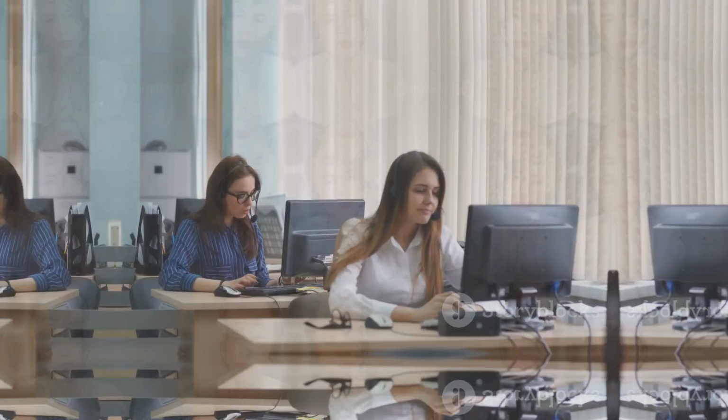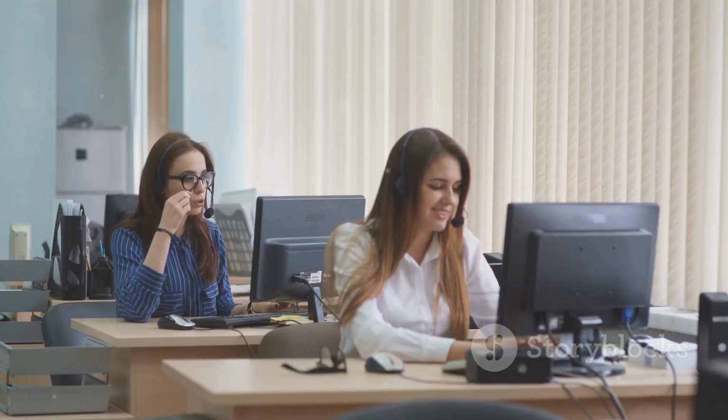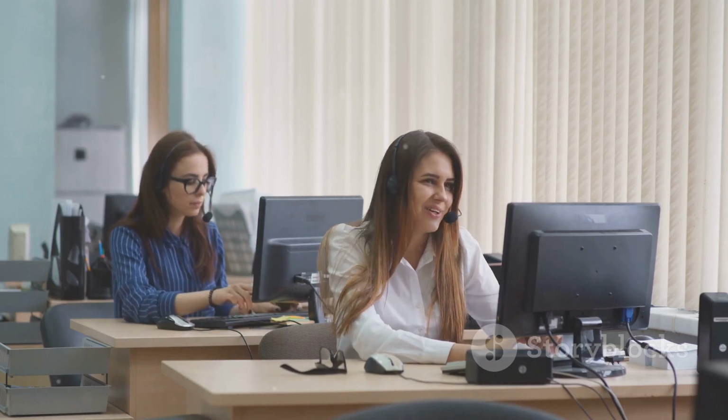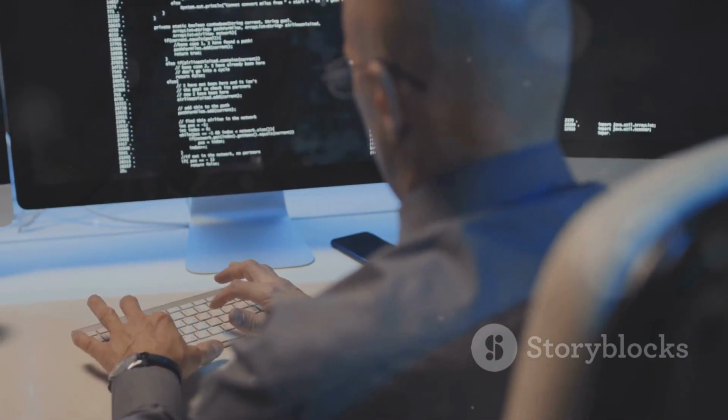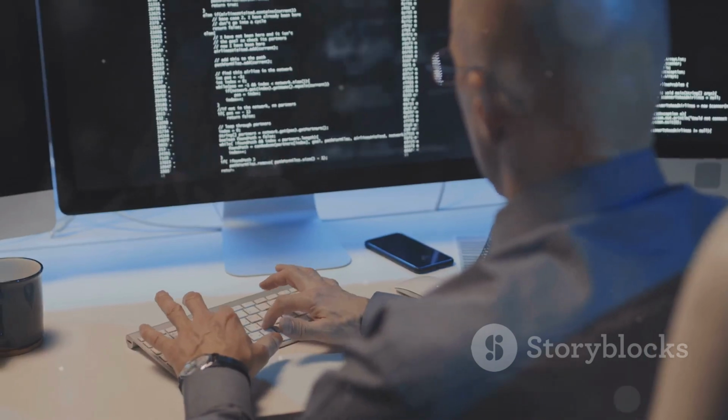Question 64. Describe your experience with ticketing systems. Answer. Provide examples of systems used such as ServiceNow, Jira, or Zendesk, how you manage tickets, and your approach to documentation. Question 65. How do you utilize scripting languages in your work?